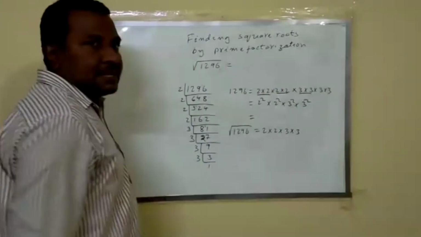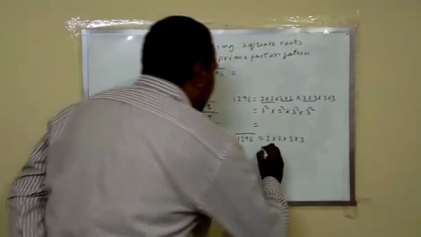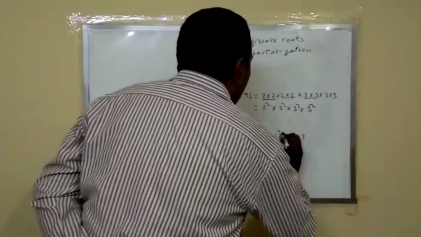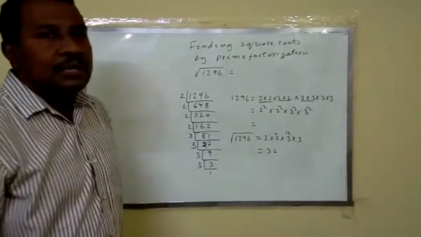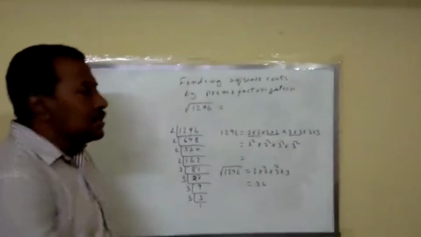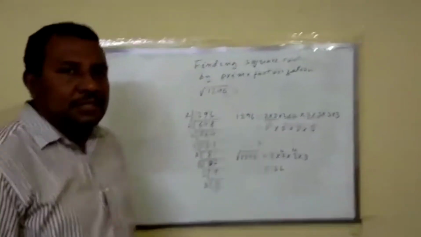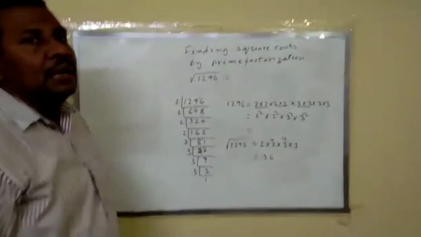Okay, ignore the squares because we had already kept the square root here. So ignore the squares. That becomes 2 into 2 is 4. 4 3s are 12. 4 3s are 36. So the square root of 1296 is 36. So this is called the prime factorization method. Okay, prime factorization method of finding the square root of a given number.